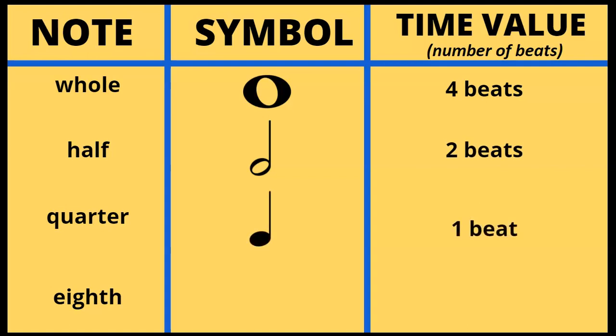It has 1 beat. An eighth note is denoted by this symbol. It has a shaded note head, a stem, and a flag. It has a half beat. You can pause this video to have a better look of the table.